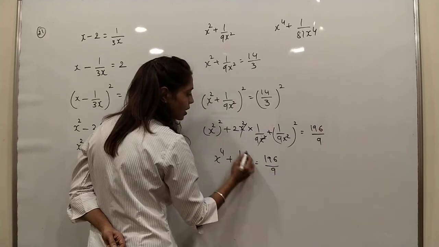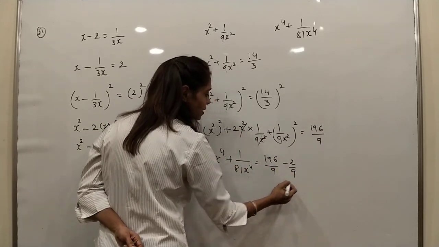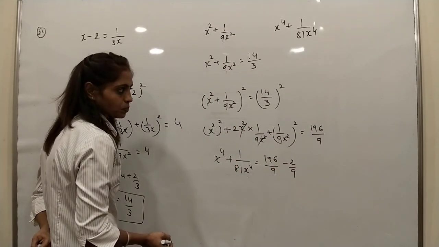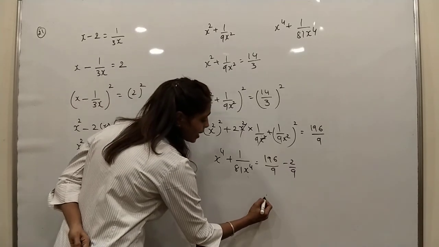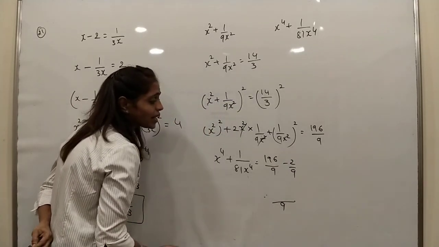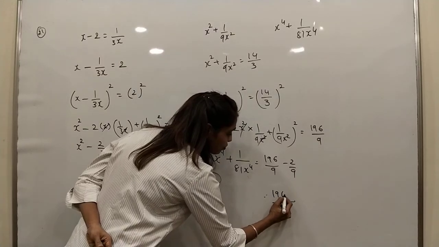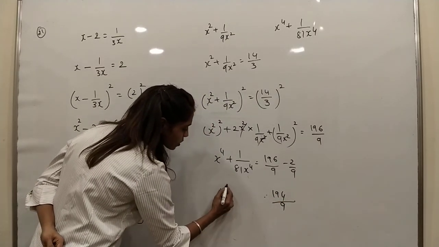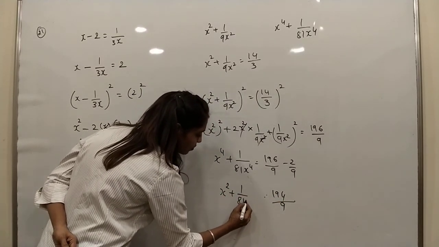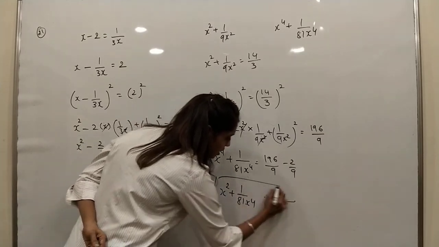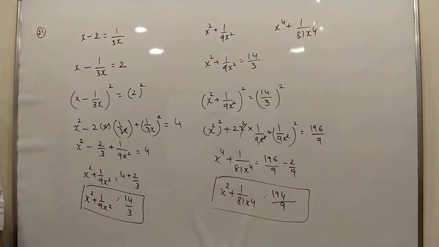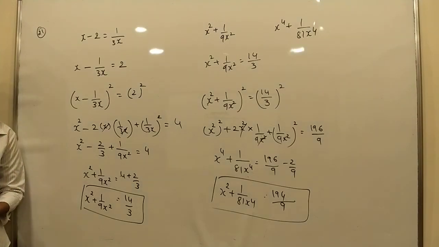Minus 2 by 9. Right. Then 9 is the LCM. 196 minus 2 is 194. So x raised to 4 plus 1 upon 81 x raised to 4 is 194 by 9. That is your answer. Right?